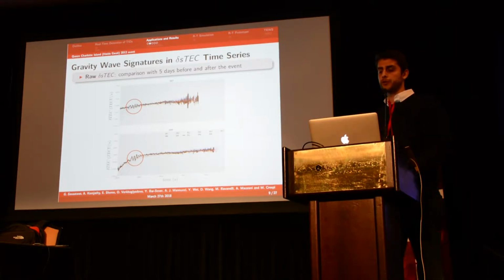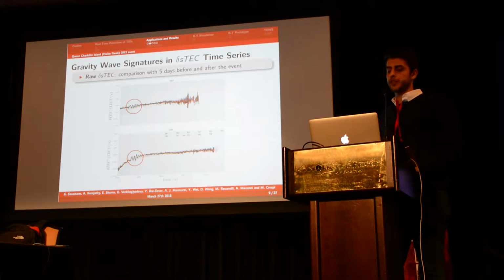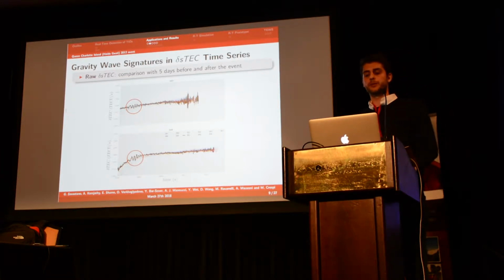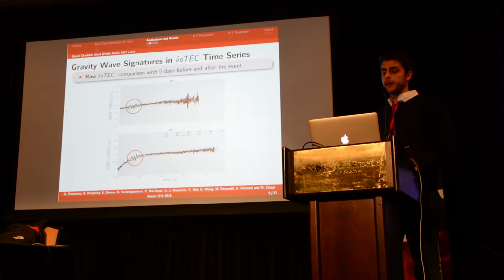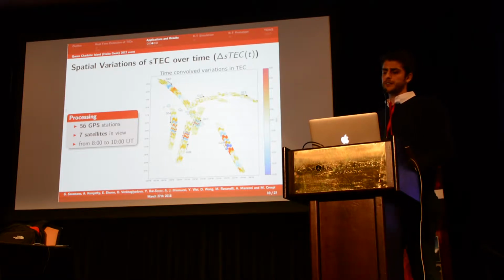And in this plot, I'm showing two satellites for a particular station for 5 days before and 5 days after the event. So the solid line represents the gravity waves detected from the ionosphere. These time series are not yet integrated and filtered. Here is our final product.